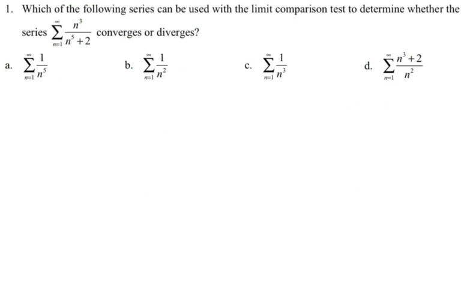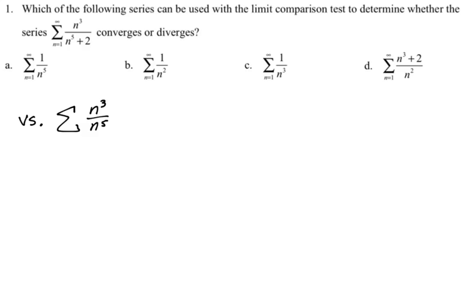So first question is, which of the following series can be used with the limit comparison test to determine whether the series, the sum of n cubed over n to the fifth plus 2 converges or diverges? So first thing I think with limit comparison is, what does the series overall look like? So I'm going to knock off anything other than the dominant terms in the numerator and denominator. So I'm really going to look at n cubed over n to the fifth, because that plus 2 in the denominator doesn't really do anything as you go to infinity.